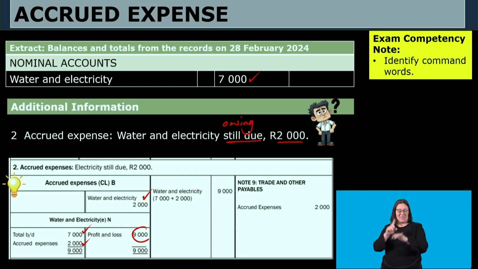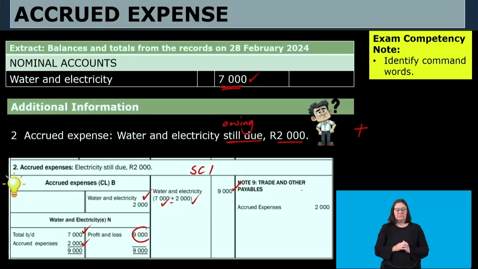So when I come to my statement of comprehensive income now, I will say water and electricity, the 7,000 from the trial balance, then I add. The idea is when an expense is accrued, I must add it. When I come here, I add it, and then I end up with my 9,000. And then when I come to the statement of financial position, I'll record this under trade and other payables because it is a liability. I still have to pay for this. There it is, accrued expense 2,000.